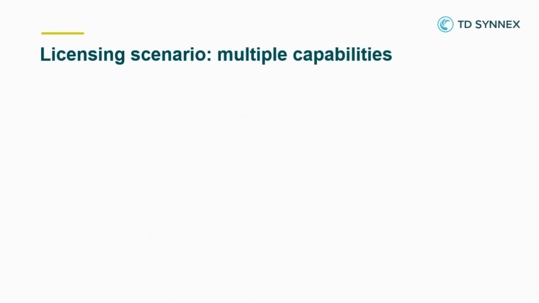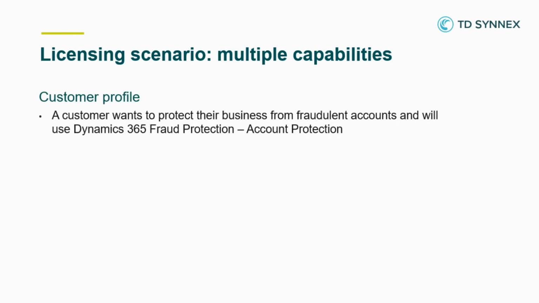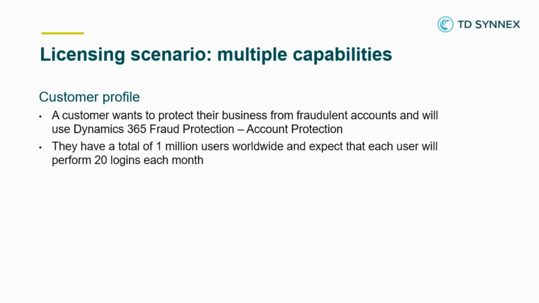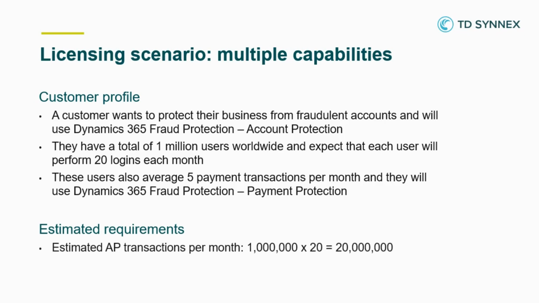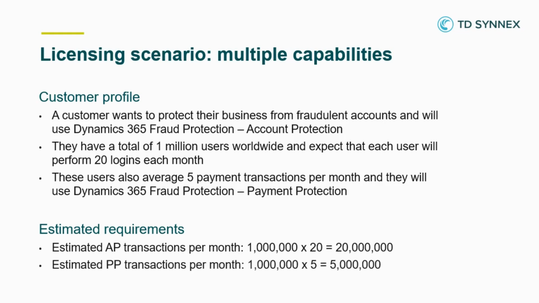Let's now look at a customer example where they're interested in more than one of the fraud protection capabilities. So they want to protect their business from fraudulent accounts, and therefore account protection is of interest to them. In terms of figures, they have 1 million users worldwide, and they expect each user to log in 20 times each month. They also expect the users to make 5 transactions each, and so they're interested in payment protection. So what are their estimated requirements? Well, they estimate that they will need 20 million account protection transactions each month and 5 million purchase protection transactions each month.